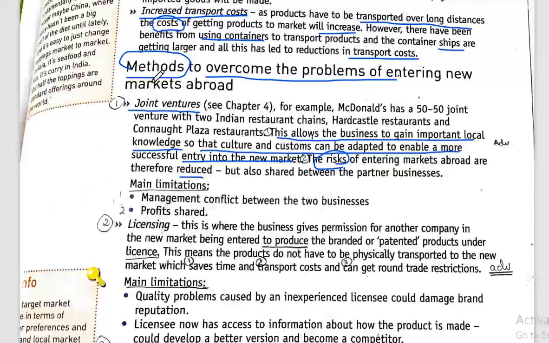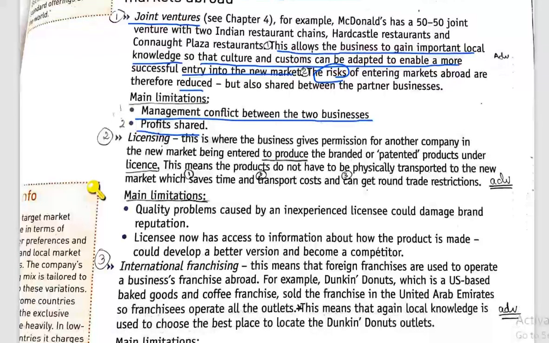But when I'm doing a joint venture, such as McDonald's, I must pay attention that sometimes I might have a management conflict between the two businesses, like McDonald's and Hardcastle. They might have a problem in the management, and also the profits are going to be shared as well. And this is something that limits the company from actually doing a joint venture.